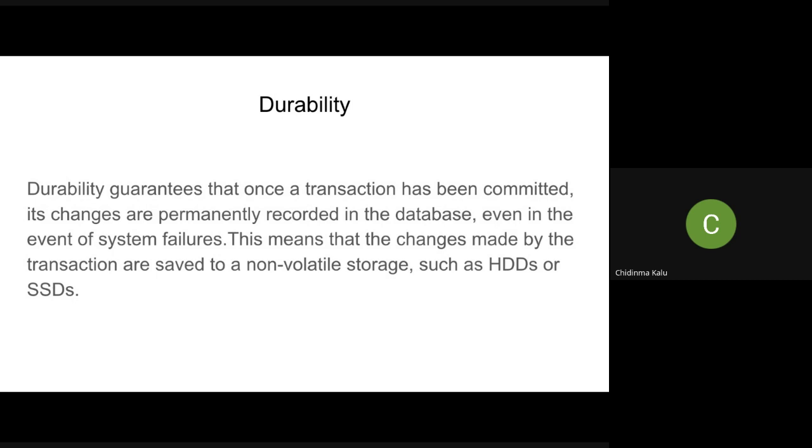Durability guarantees that once a transaction has been committed, its changes are permanently recorded in the database, even in the event of system failures. This means that the changes made by the transaction are saved to a non-volatile storage.